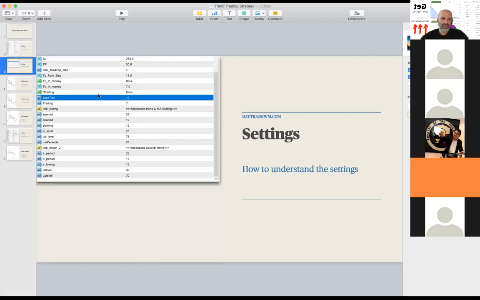Now, the other things we have to see in the settings: the stop loss is 253 pips. You can change that. Target profit is 30 pips. You can change that if you want.